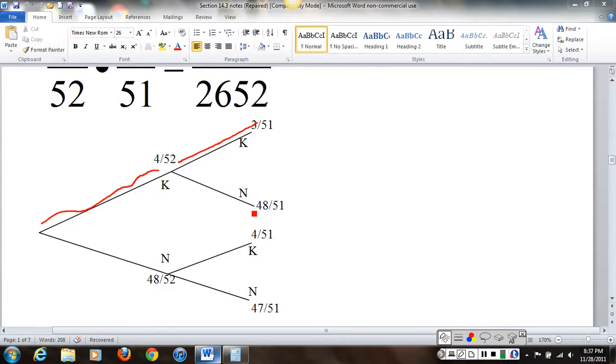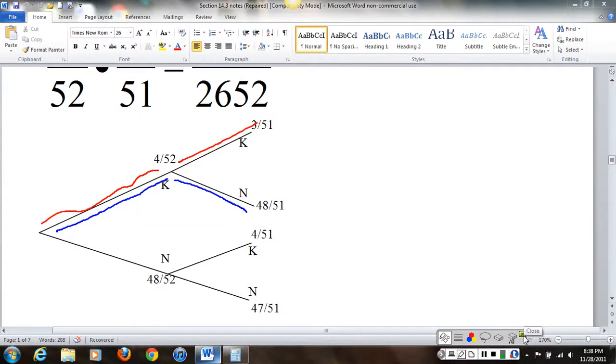So for example, let's say I asked, what's the probability of drawing 2 cards, the first is a king, the second is not? If I draw a king the first time, I get a 4 out of 52 chance. If I do not draw a king the second time, I go this way, and I have a 48 out of 51 chance now of getting my not king. So to find the overall probability, I would multiply those 2 fractions together, 4 out of 52 times 48 out of 51, and the resulting fraction would of course be my probability.